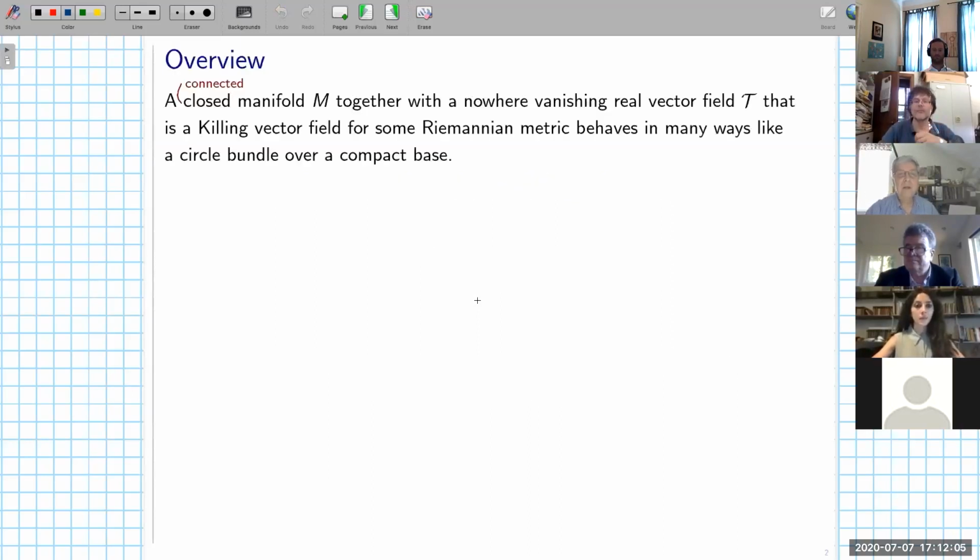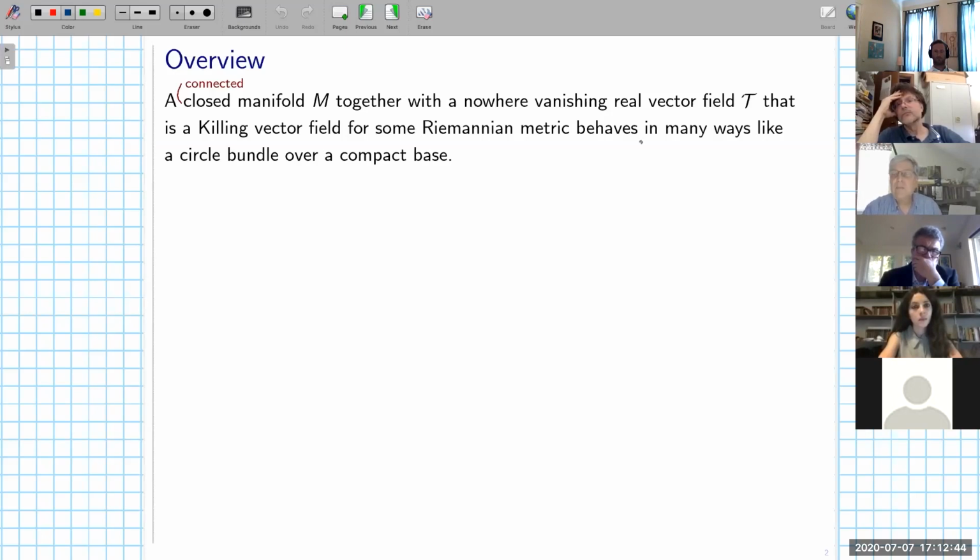So what we will be dealing with is a compact manifold M, connected, with no boundary, together with a non-vanishing real vector field that is a Killing vector field for some Riemannian metric. And I don't care what the Riemannian metric is, only that there is such a Riemannian metric. And my point is that M together with the vector field behaves in a lot of ways as a circle bundle over a compact base.